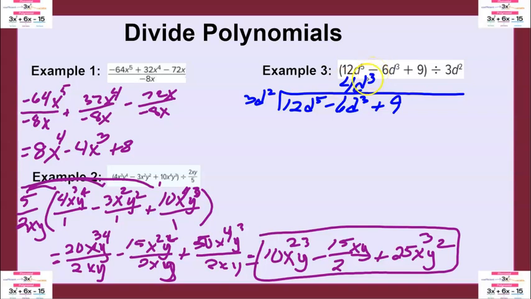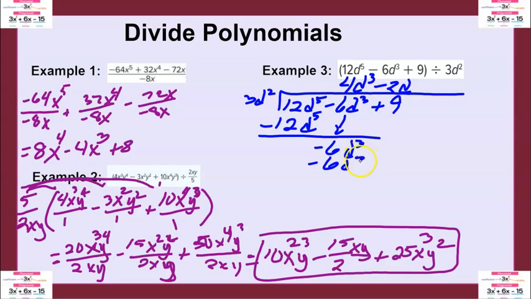And I would have 4d cubed times 3d squared gives me 12. When I multiply like bases, I add the exponents, so d to the fifth. I subtract below, and that gives me 0. Bring down the next term, which is negative 6d to the third. I need another d, and I need to make this a negative 6d cubed. So I'm going to multiply this by a negative 2d, and that would give us a negative 6d to the third. And when I subtract everything, that gives me 0 and bring a 9 down.